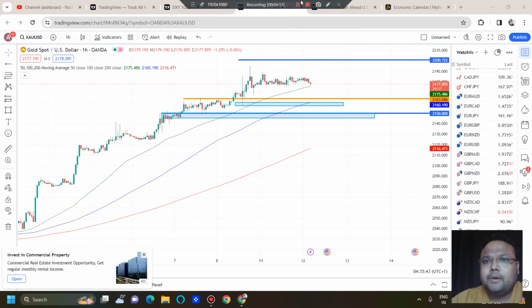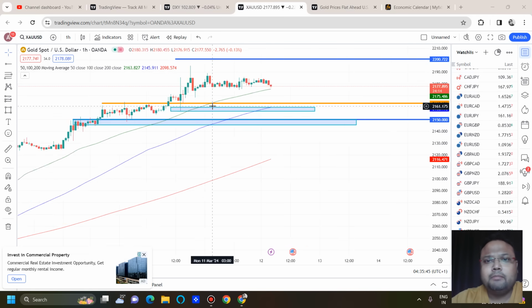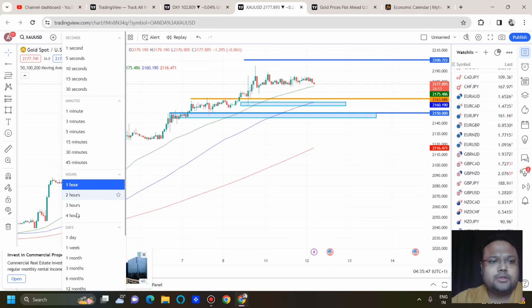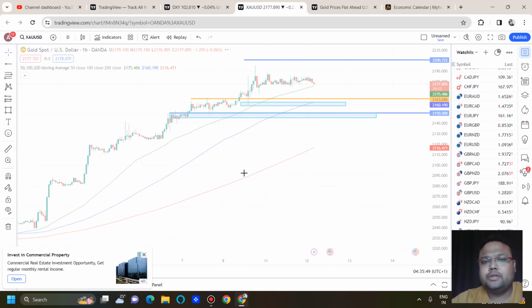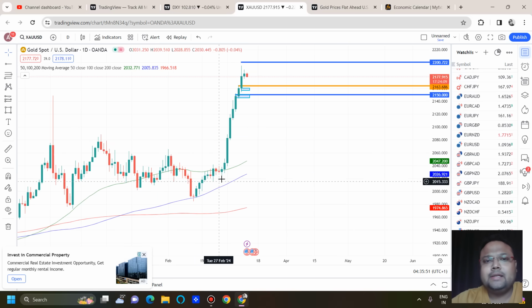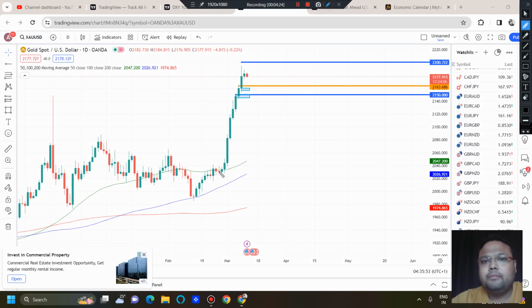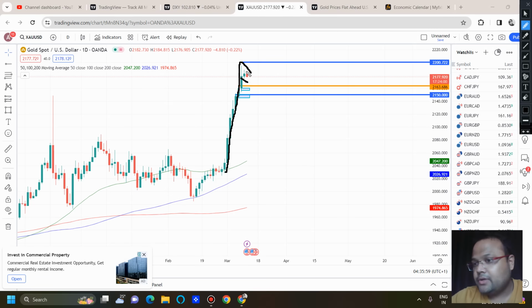Okay, now let's talk about our beloved gold. So, my dear friends, first of all, I would like to show you this. We can see that we have a clear flag pattern. The market is consolidating, so further upside is still very much possible. But in a flag pattern, usually we go for a buy when the market breaks the flag. But here we have a little complication.